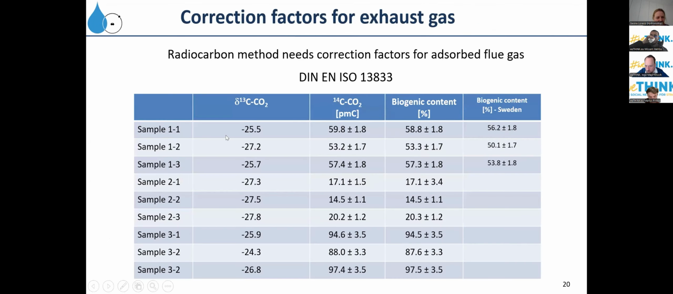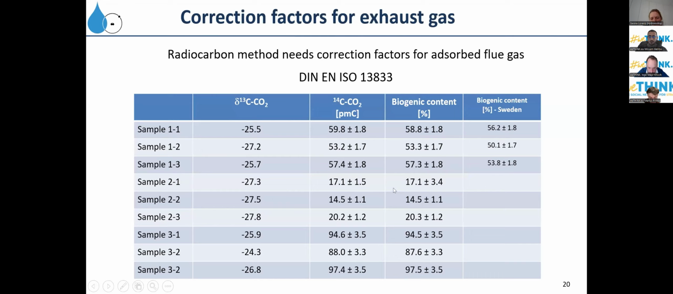Here are some examples for these corrections. I've given monthly samples of 3 different combustion companies. The first one is a typical municipal waste incineration, and you see that it goes down not really 1% with a correction factor. If you're in Sweden, you are far below, and it means a lot in case of money.